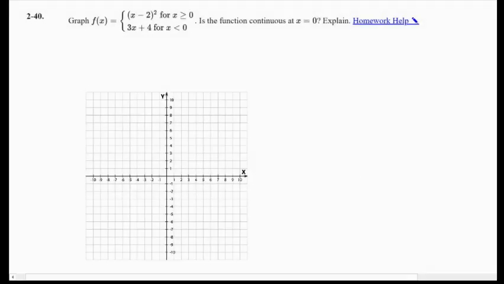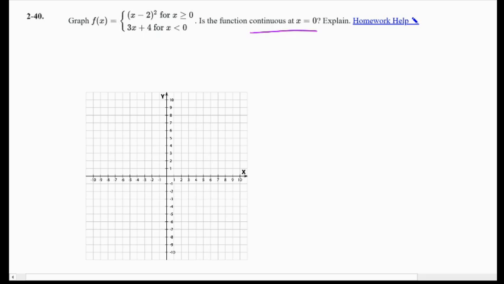Here I'm asked to graph this piecewise function and check if it's continuous at x equals 0. And that's kind of like my breaking point here, where I change from one function to the next. So it's definitely possible that it's not continuous. We could graph it or use algebra to figure this out.